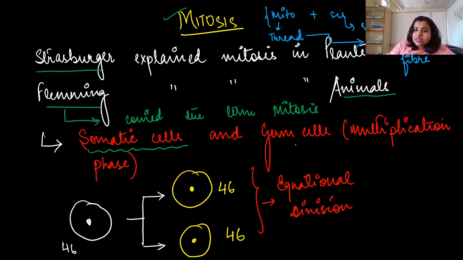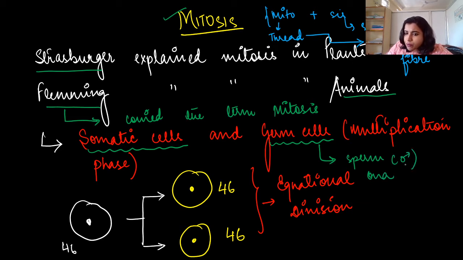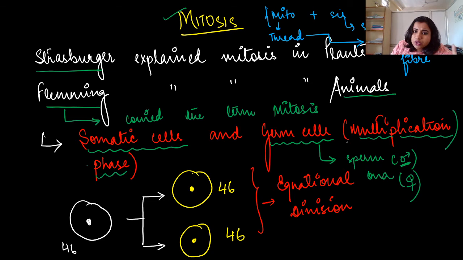Along with the somatic cells, it takes place in germ cells. So what are germ cells? Germ cells are sperm and ova. Sperm in case of male. For male we use this symbol, and for female we use this symbol. So whenever the formation of sperm and ova takes place, there is a phase known as the multiplication phase. So in this multiplication phase also the mitotic division takes place.